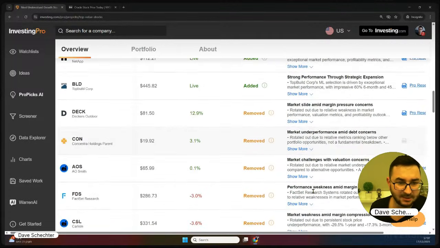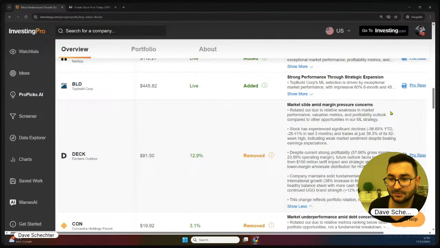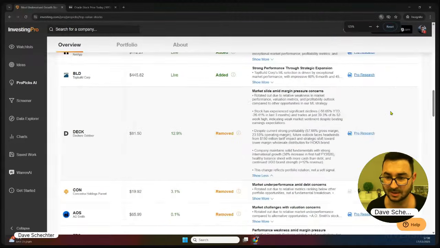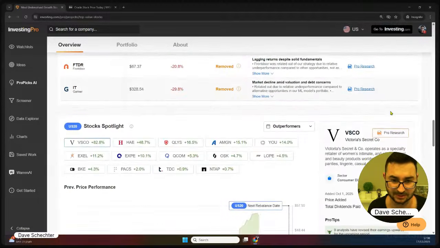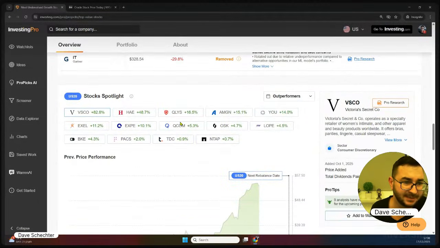And if we want to take a look at why Deckers Outdoor was removed at a 12.9% gain, we can do so as well. It's got relative weakness in the market due to market performance. It started to decline over the last 3 months. It's really strong profitability-wise, but the future outlook faces headwinds from a $150 million tariff. So essentially, it explains to you all the reasons why any particular stock was rotated in or out of the strategy.